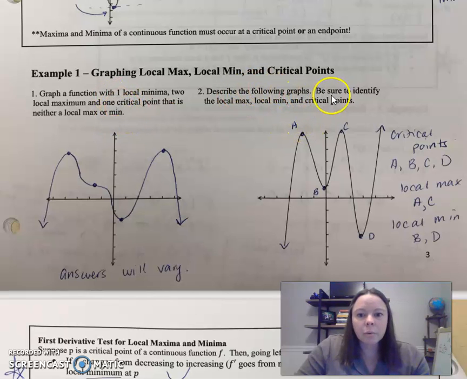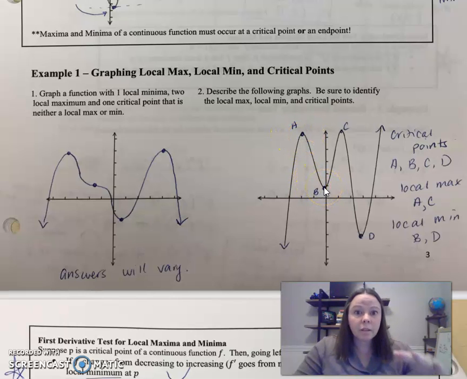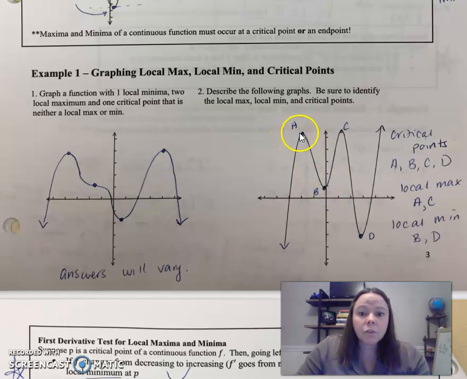And then describe the following graphs, be sure. So what I've done is I've just labeled A and C, those would be local max. B and D would be local mins. There you go. Okay, and all 4 of those, notice the slope of the tangent line. If you were to zoom in, it will go flat. All the slopes are 0, right?